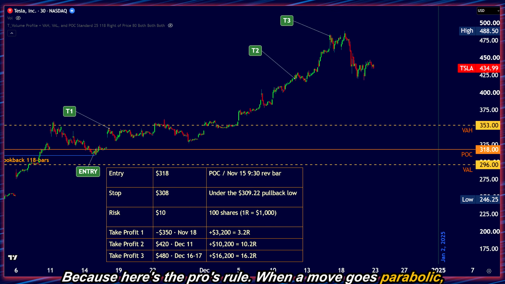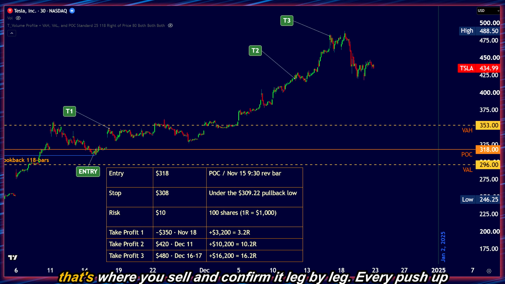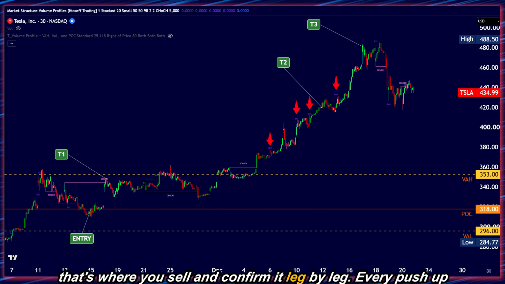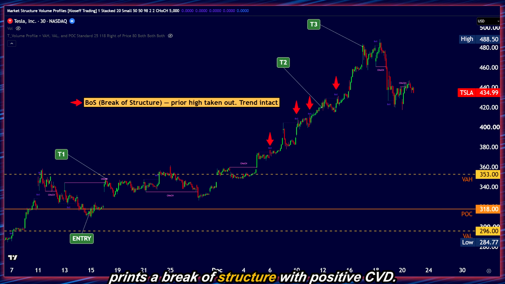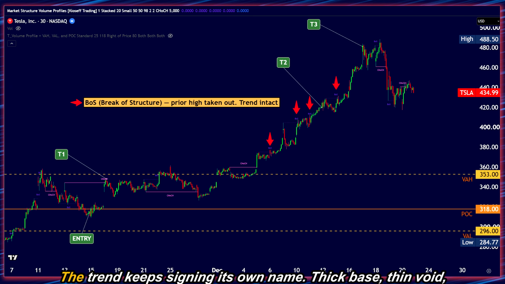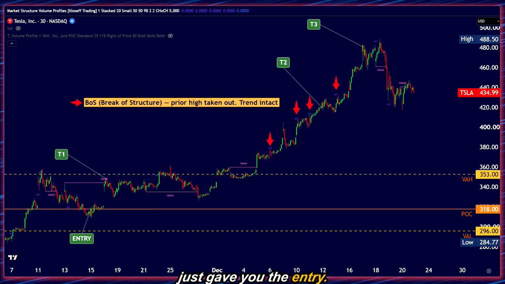When a move goes parabolic, when the distance from the moving average stretches way out, that's where you sell. And confirm it leg by leg. Every push-up prints a break of structure with positive CVD. The trend keeps signing its own name. Thick base, thin void, fat value. The profile drew you the map. The pullback to POC just gave you the entry.